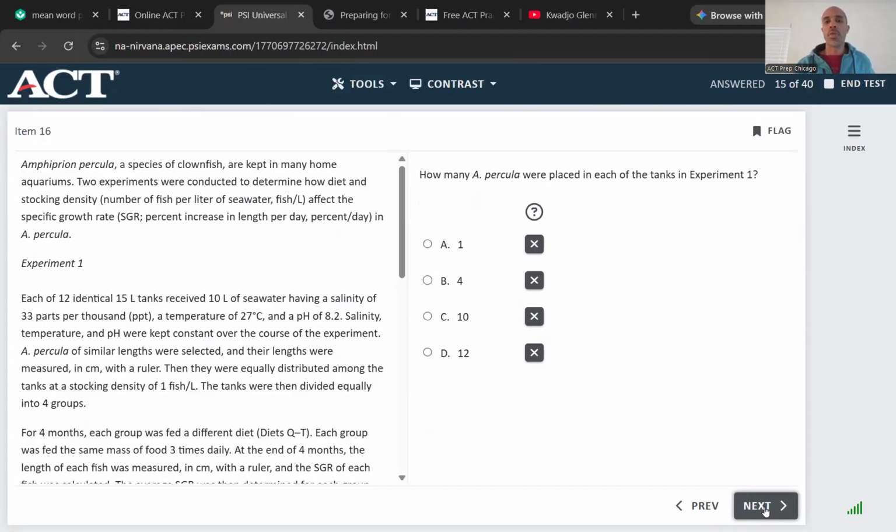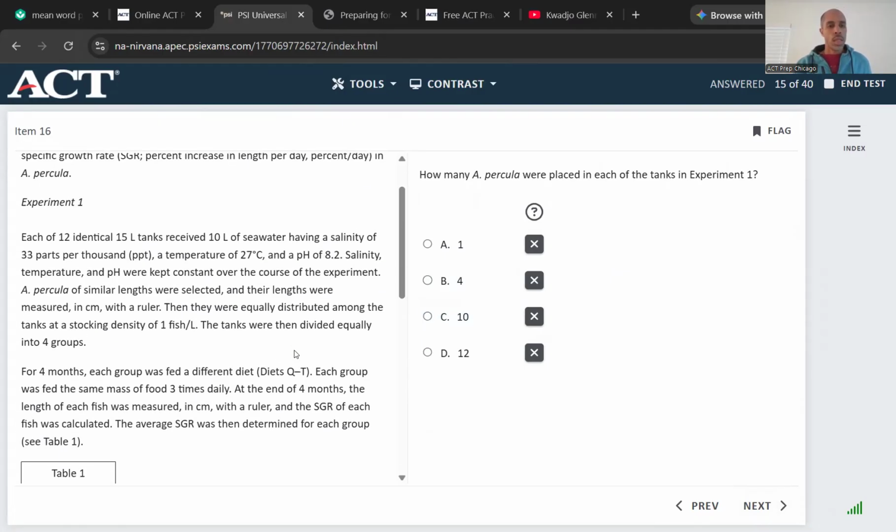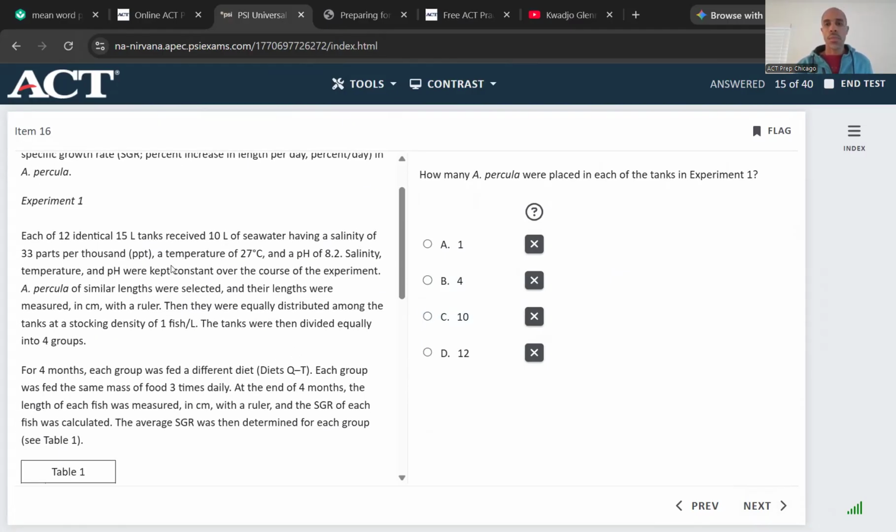How many apicula were placed in each of the tanks in experiment one? How many? So each of 12 identical 15-liter tanks received 10 liters of water. Apicula of similar lengths were selected and the lengths were measured. They were equally distributed among the tanks.